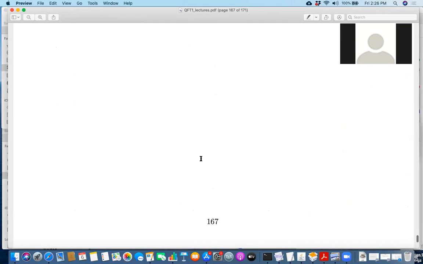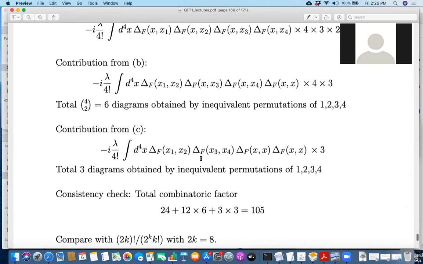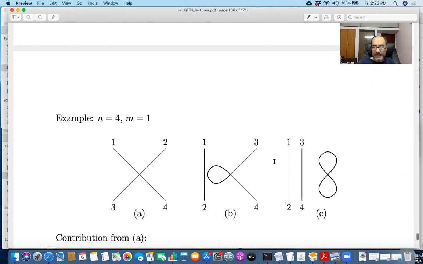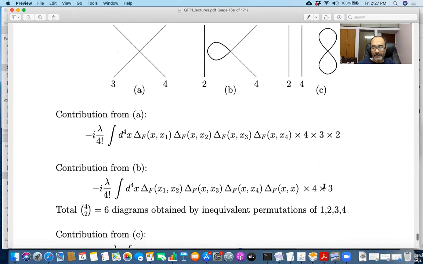Yes. Okay. So what I was saying is that if you look at this diagram over here, Diagram C, which has a bubble, you counted the combinatoric factor of this diagram. But if you examine it, the combinatoric factor of this diagram actually came from this part, because this part had no choice really. 1 had to go to 2, 3 had to go to 4. And the combinatoric factor of this part turned out to be 3.